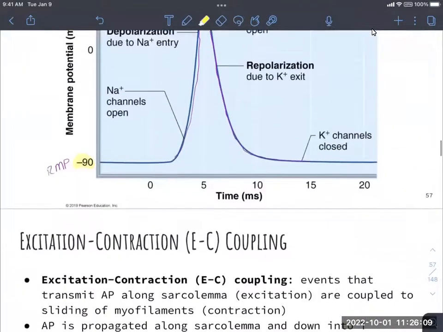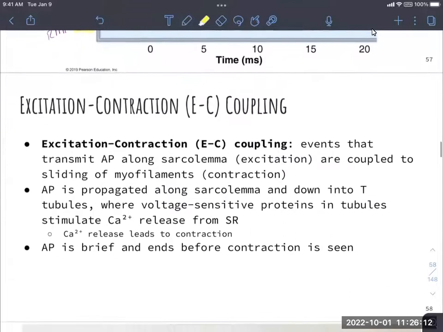So I kind of look through all of this. What is the excitation contraction coupling event? That is when that action potential got sent to that sarcolemma, part of the muscle fiber, and that triggers the sliding of the myofilaments. What that action potential is doing is telling those actin and myosin to work, to contract the muscle.